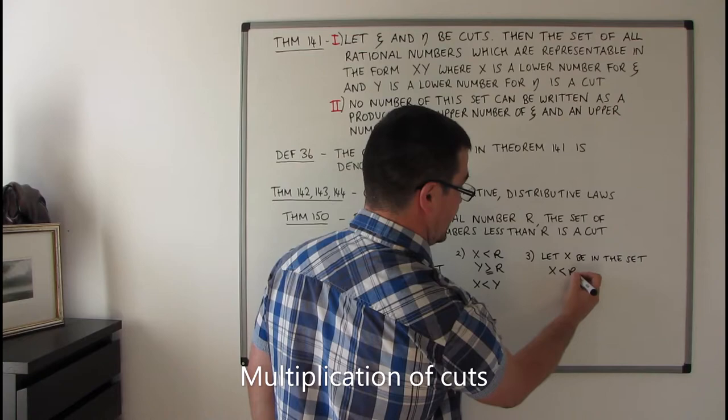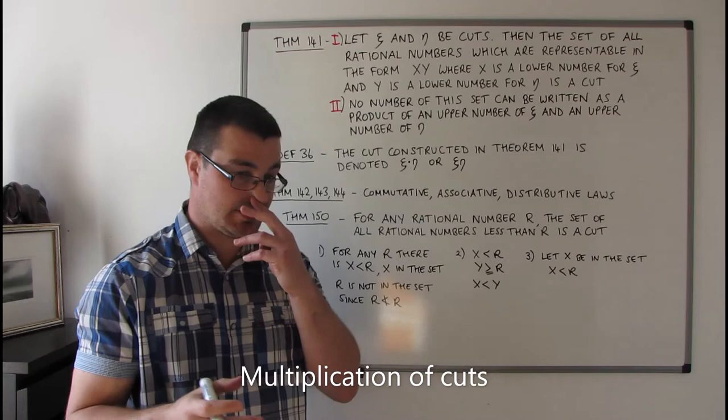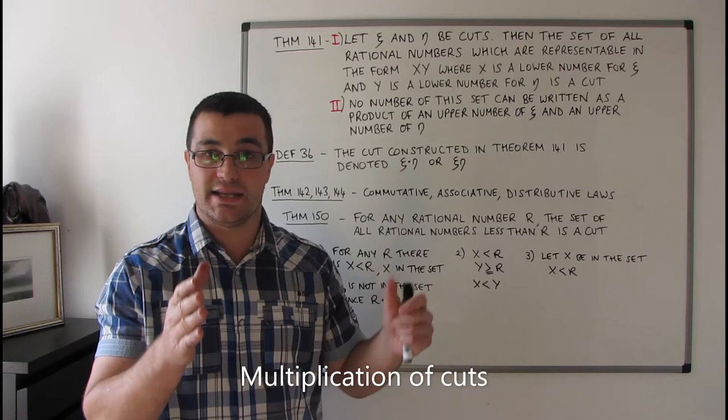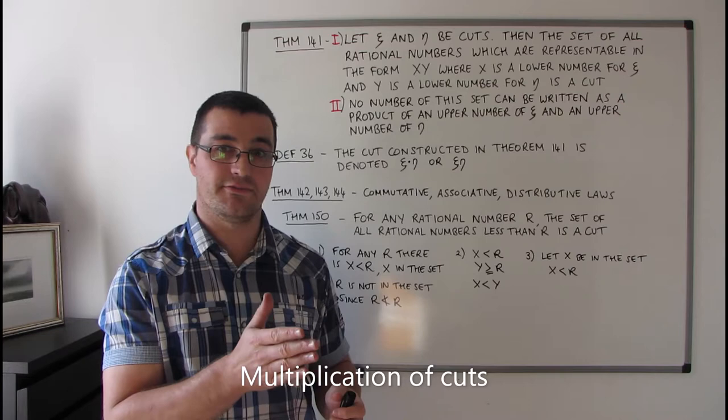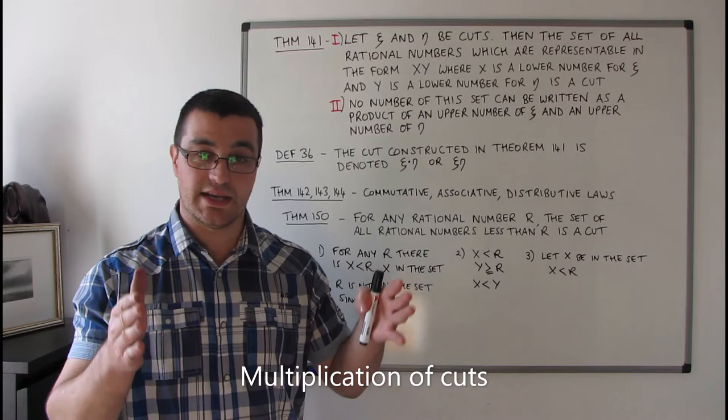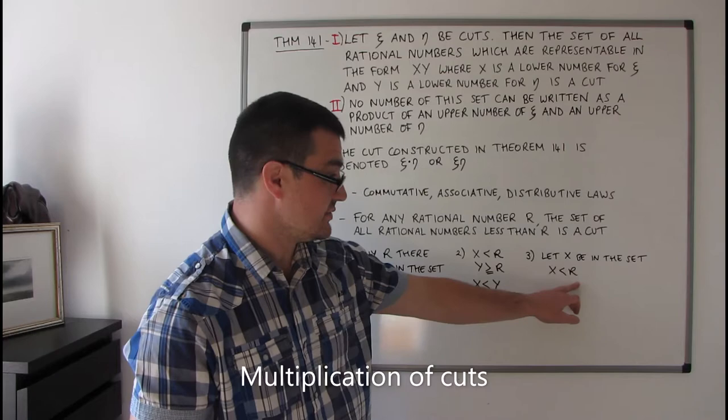And now, just like with fractions, which I showed in, it must have been the second video, between any two non-equal fractions, there's always a third fraction. I think it was theorem 55. Well, a similar thing applies to rational numbers. Between any two non-equal rational numbers, there is always a third rational number. So these two rational numbers are certainly non-equal.